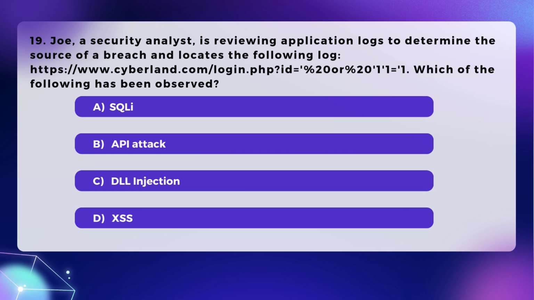Joe, a security analyst, is reviewing application logs to determine the source of a breach and locates the following log. Which of the following has been observed? A. SQLI. B. API attack. C. DLL injection. D. XSS.